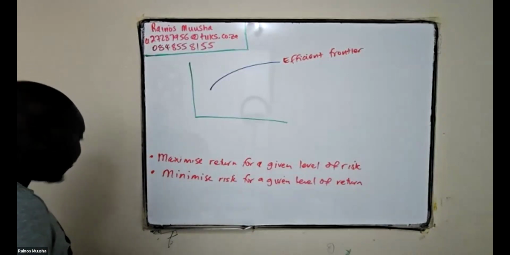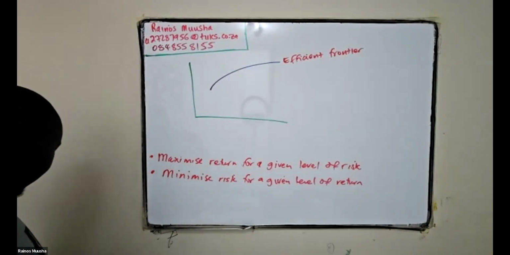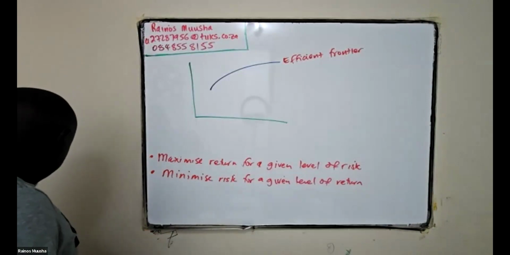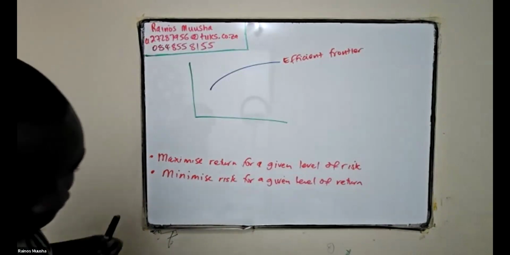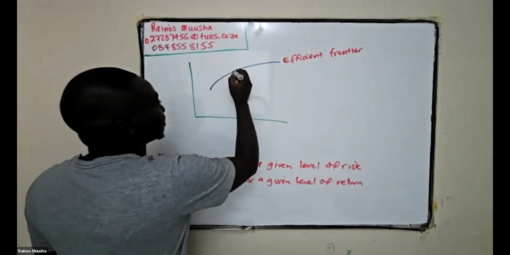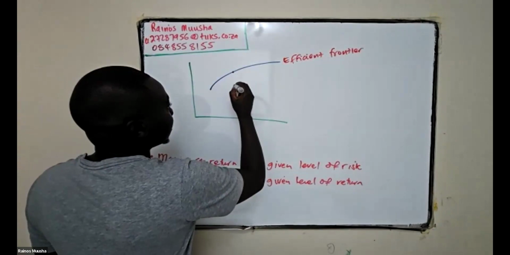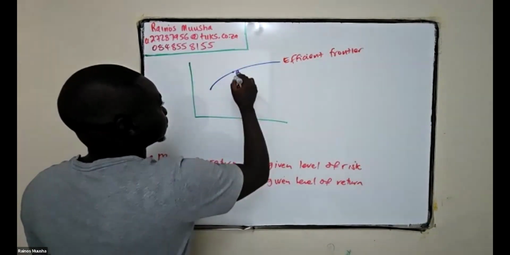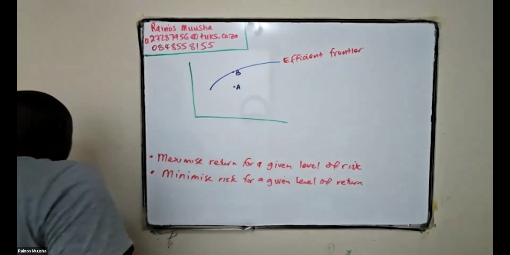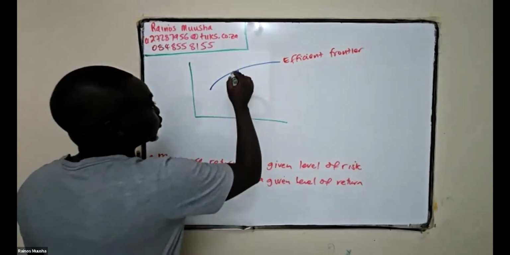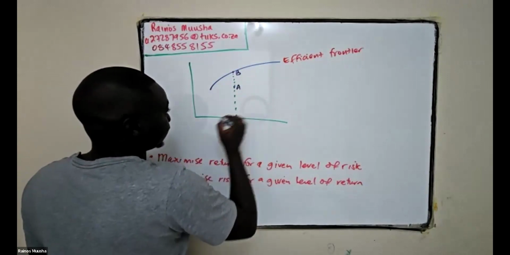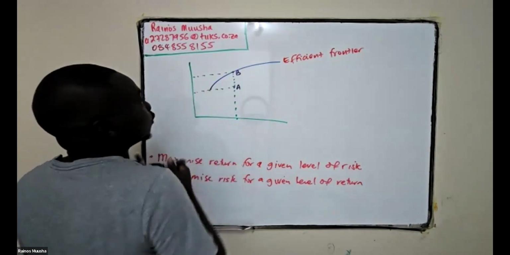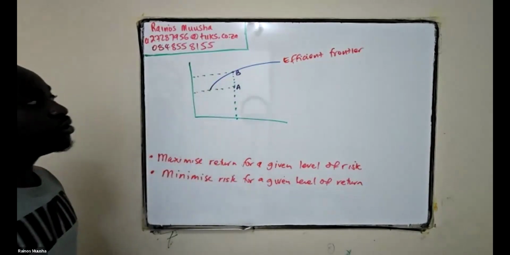So to understand the efficient frontier, let's say, for example, you have these investments. If you have investments A and investment B, which of these two investments would you choose to invest in?